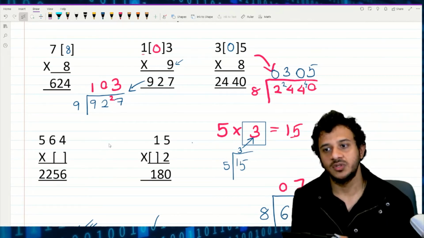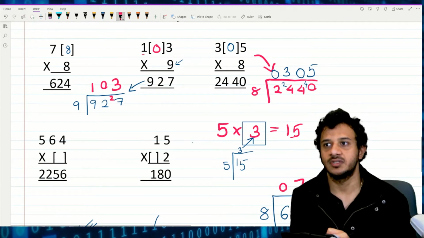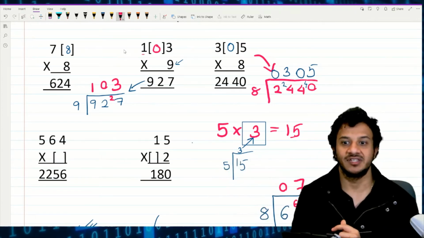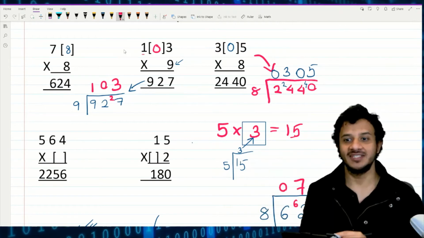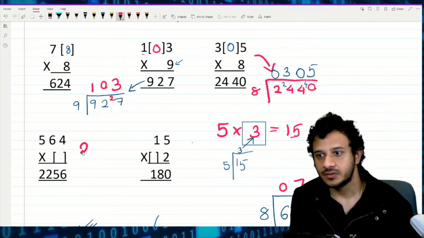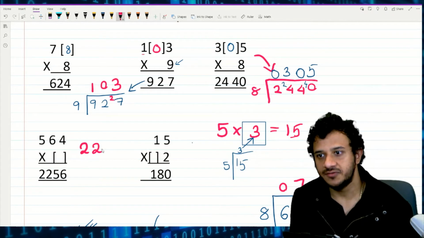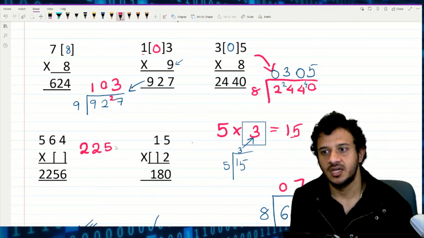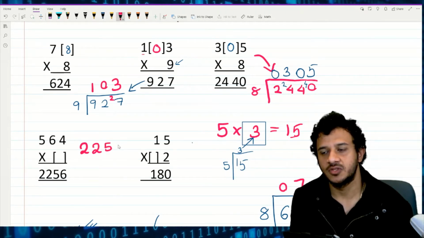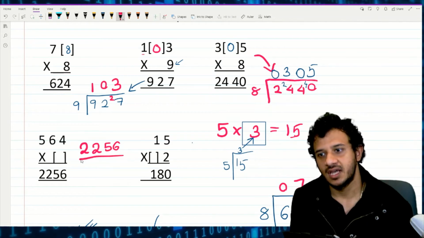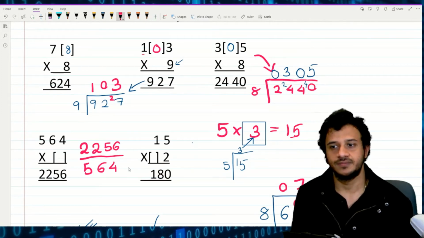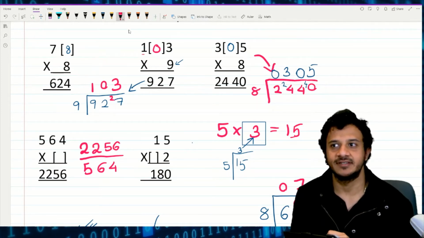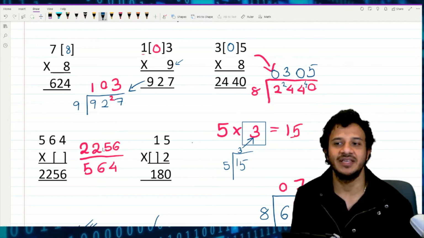So now what should I do for these questions? Now this is a little bit ahead of your age. So learning this will make you feel like, ooh, I'm the genius in the school. So what should we do? We do simplification. Simplification means what? 2256 divided by 564. We write it like a fraction and then we start to simplify by easy numbers.